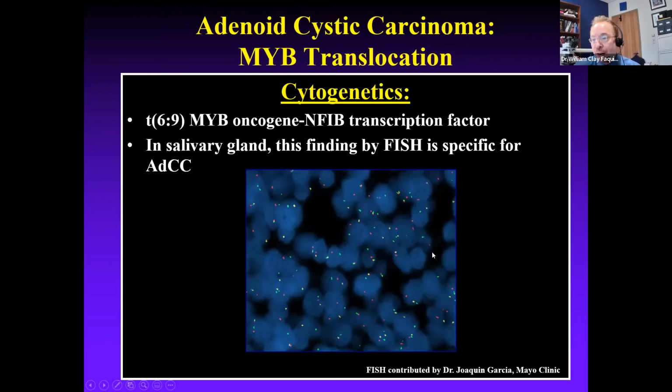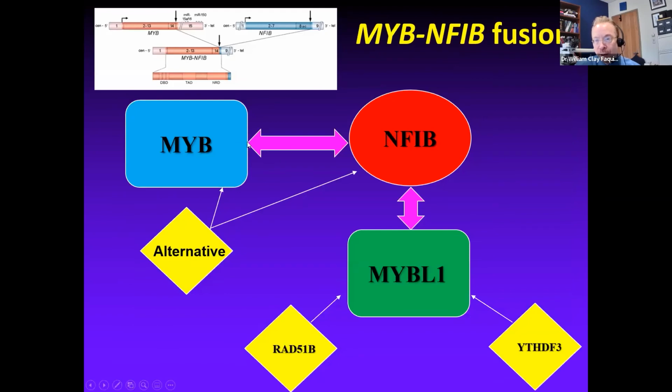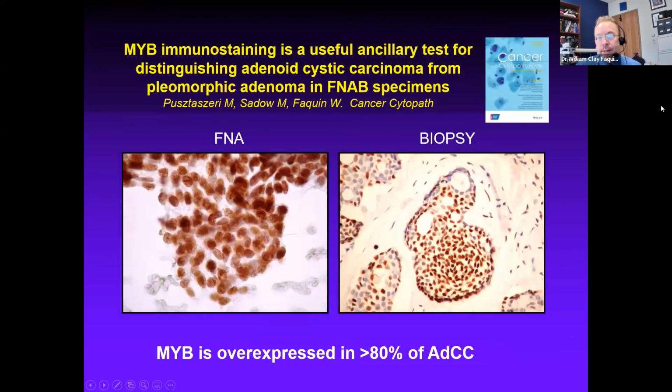So you can do FISH analysis or PCR analysis to look for the MYB-NFIB fusion, which would be diagnostic of adenoid cystic carcinoma, and it's present in a majority of adenoid cystic carcinomas. Most often, it's the MYB gene fused with NFIB, and in a minor subset of cases, it will be a MYB analog called MYBL1 fused with NFIB. There are alternate fusion partners that can be seen, but if you identify either the MYB or the NFIB, you know you're dealing with adenoid cystic carcinoma.